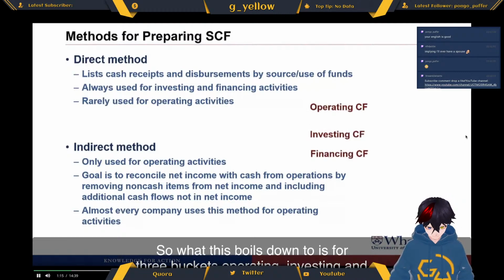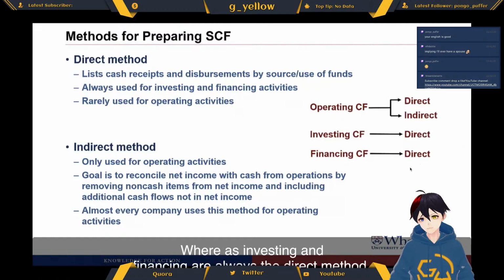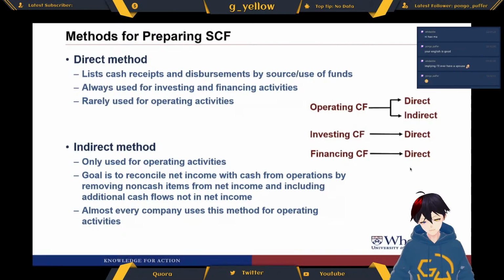...down to is three buckets: operating, investing, and financing. Operating can be either direct or indirect, whereas investing and financing are always the direct method.